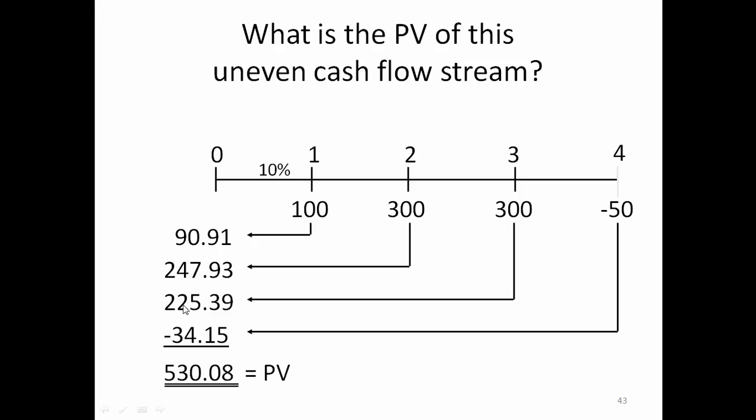So for example, how do we get 225.39? It is the $300 at the end of year 3 divided by 1 plus I to the power of 3. And the negative 34.15 is the negative 50 divided by 1 plus I to the power of 4. So you calculate one by one, sum them up, and get the total present value.